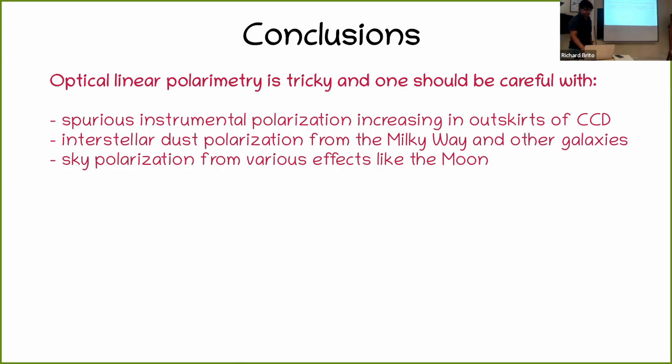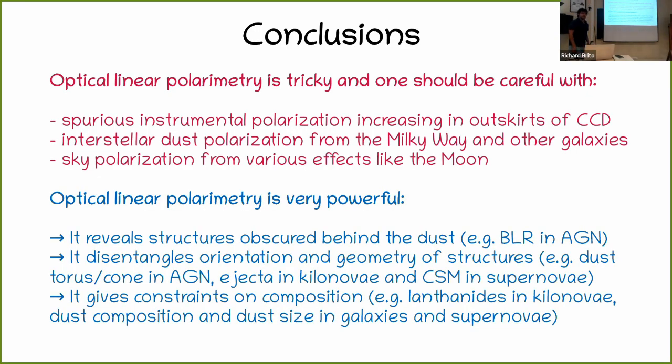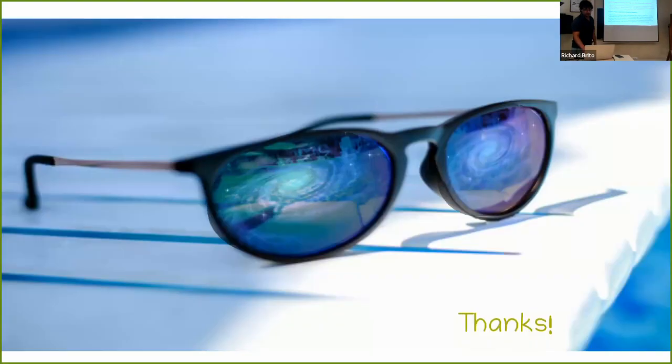But if you are able to do this, I think optical linear polarimetry is very powerful, as I've shown you. It can reveal structures that are obscured behind the dust, like the broad line regions in AGNs. It can disentangle the orientation and geometry of structures, right? So whether you're looking edge on or face on, for the kilonova or for the CSM in the type 1 supernovae. But it can also constrain the composition, like the lanthanide elements, or some of the CSM elements in the supernova. So thank you very much, and I'll take questions.